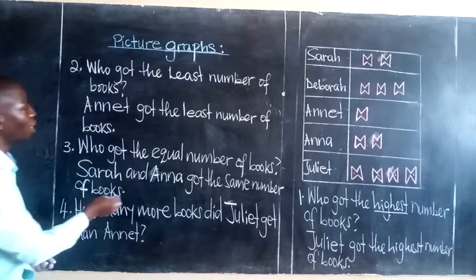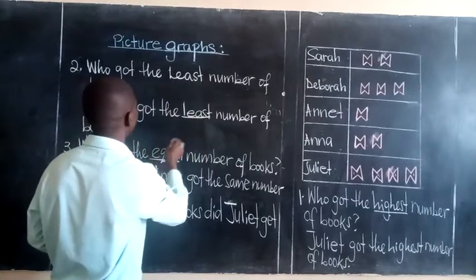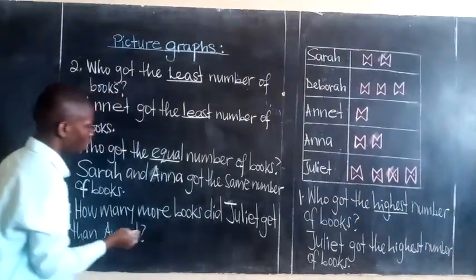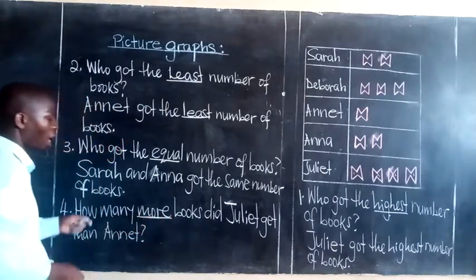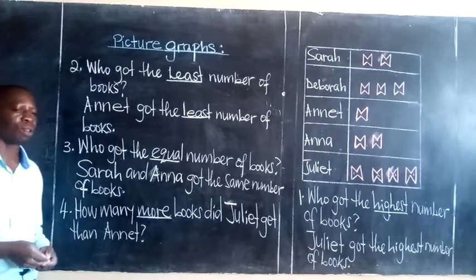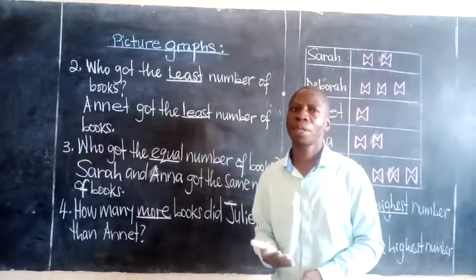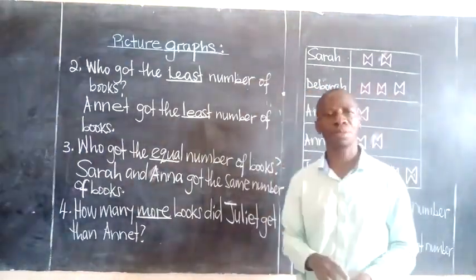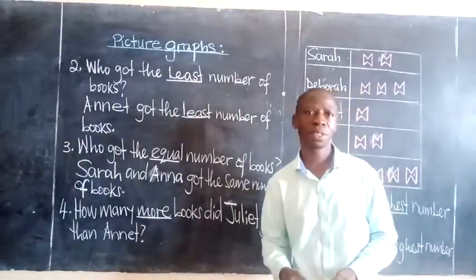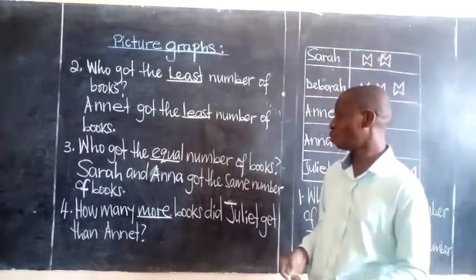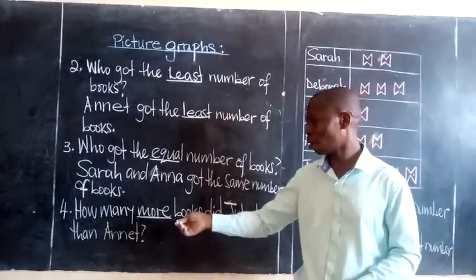Now, here the keyword is equal. Here the keyword is least. And then here the keyword is more. How many more? When we say how many more, that means somebody got a higher number of books than the other. How many more books did Juliet get than Annette? Who got the higher number of books than the other? That means Juliet got a lot of books compared to Annette.